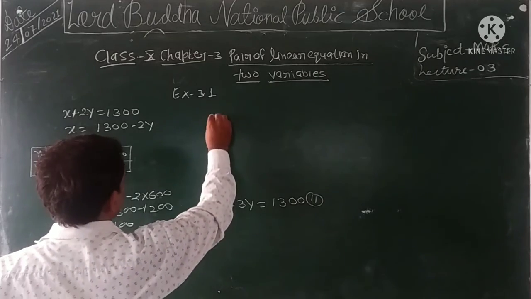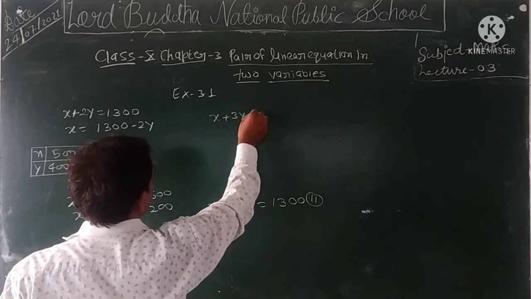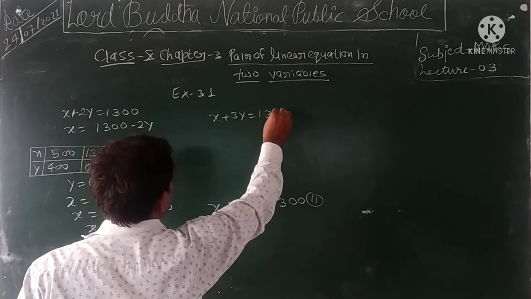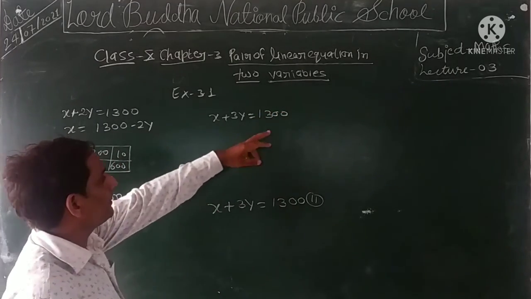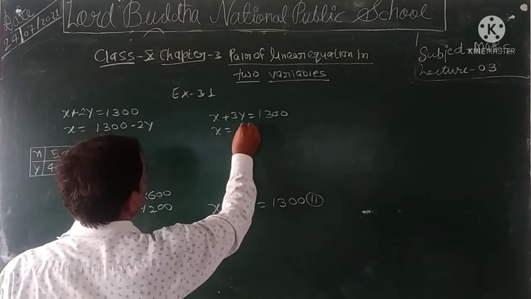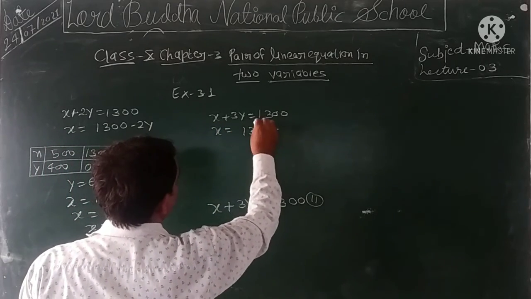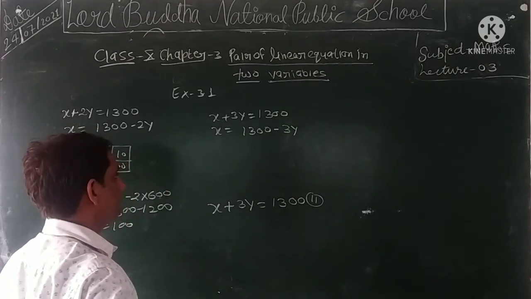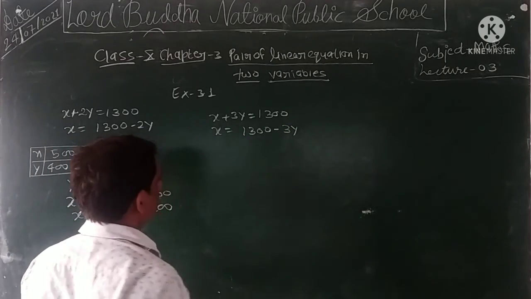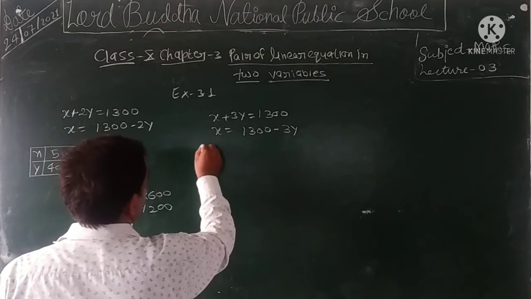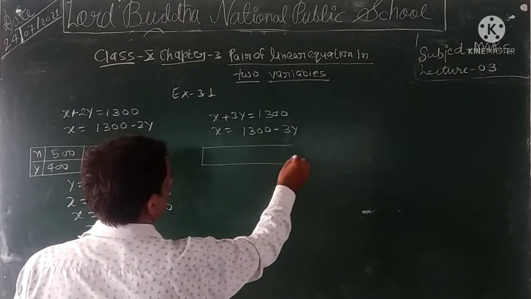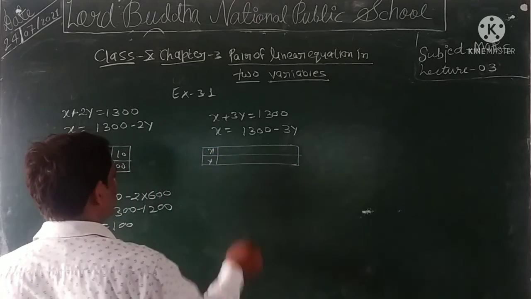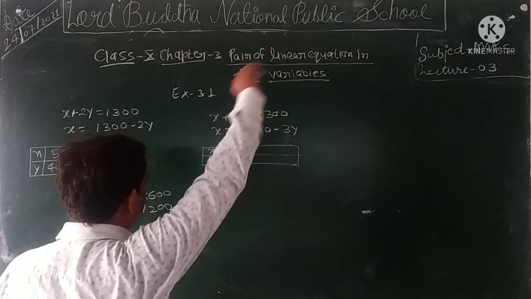That is x plus 3y equal to 1300. We write x in terms of y, so we write x equal to 1300 minus 3y. Okay. Now we form a table here. X, y.